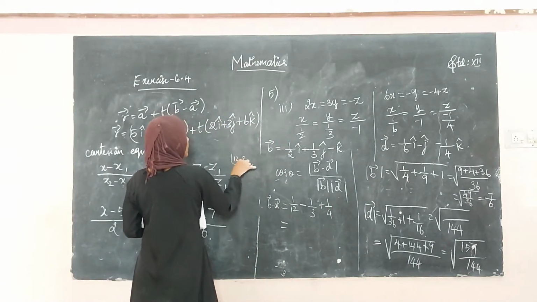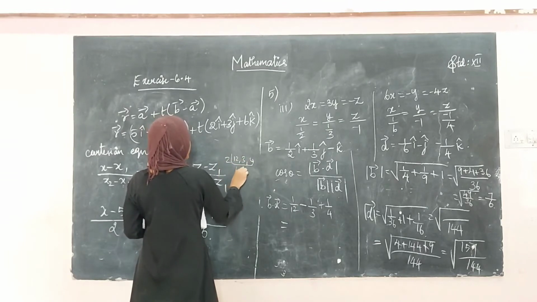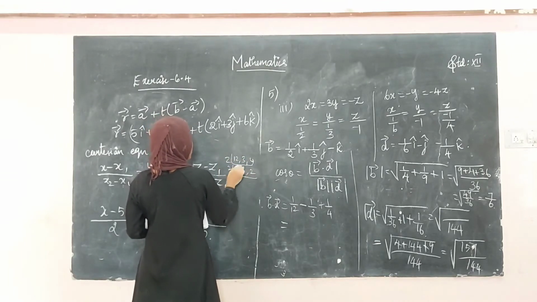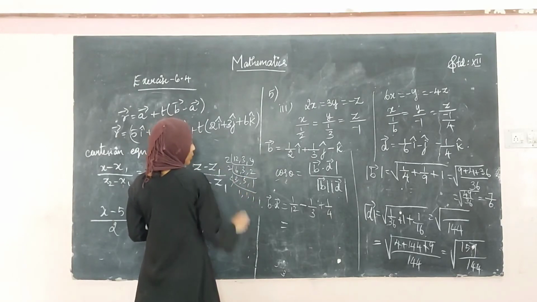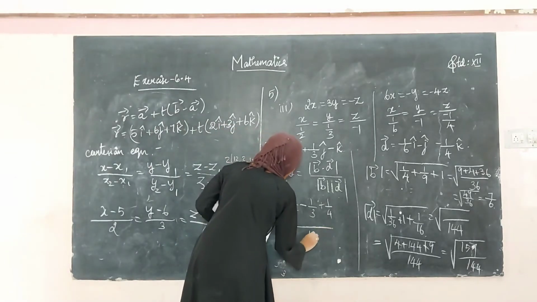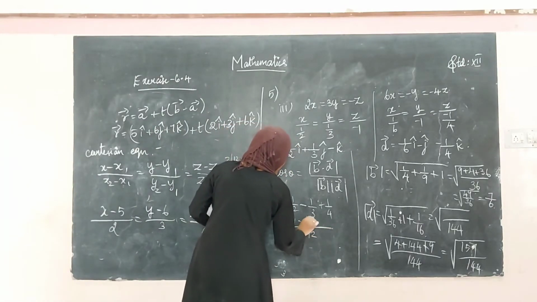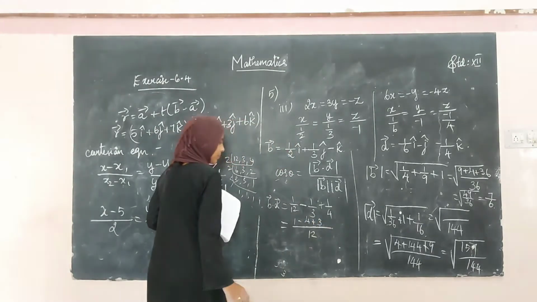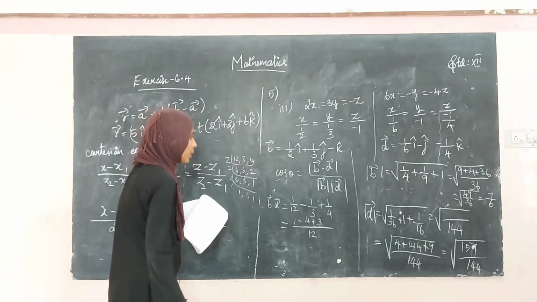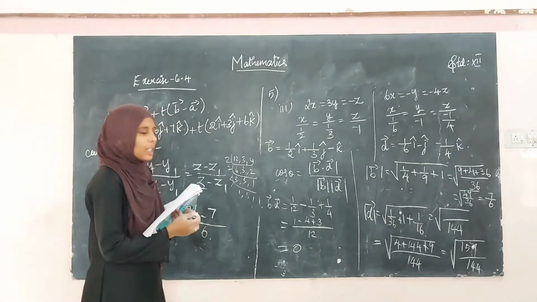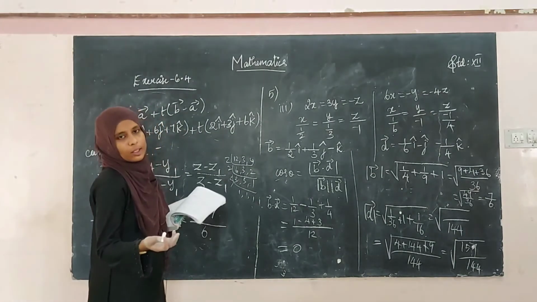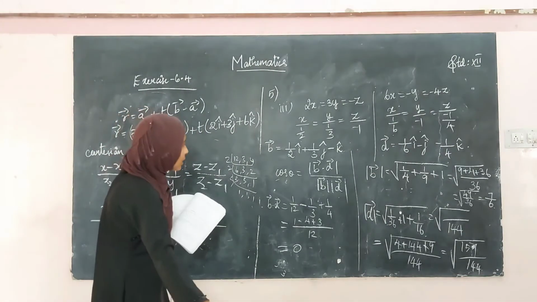The LCM of 12, 3, 4 is 12. So it is 1 minus 4 plus 3. So 4 minus 4 is 0. B vector dot d vector is zero. So modulus of b vector dot d vector will be equal to 0, right?